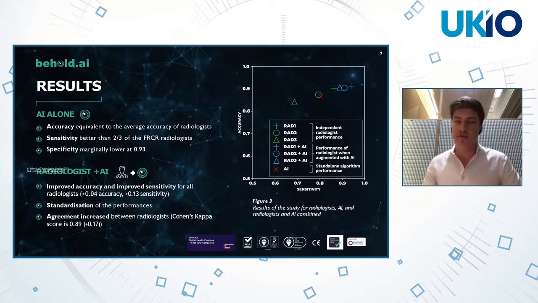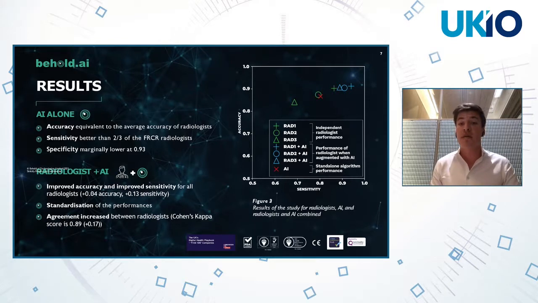The results were quite interesting. If you look at the graph on your right, you have the accuracy and sensitivity of radiologists alone shown by the green markers, the AI shown by the red marker, and the blue markers indicate the performances of the same radiologists with the help of the AI. If you look at the AI alone, you can first see that the performance of the AI algorithm is more or less on the average performance of radiologists. The accuracy is quite equivalent on average. The sensitivity is actually better than 2 of the 3 radiologists, and the specificity is marginally lower.